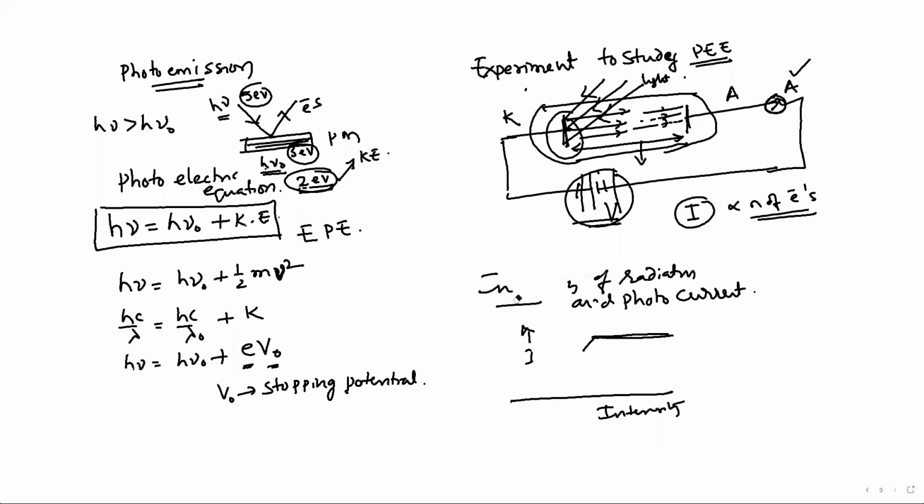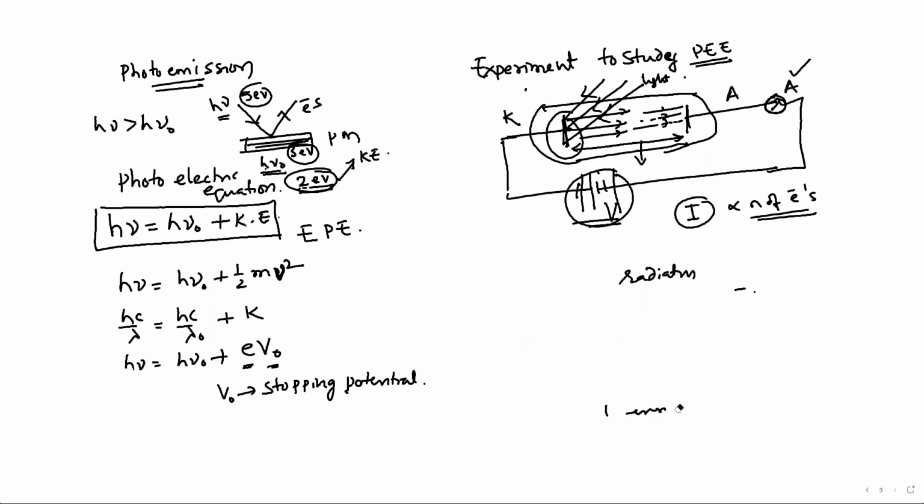And in the same experiment, a relation is studied between the incident radiation frequency and the current. If I draw a graph, taking current along this axis and the frequency along this axis, now, what is the relation between current and incident frequency? Does the current depend on incident frequency or not?